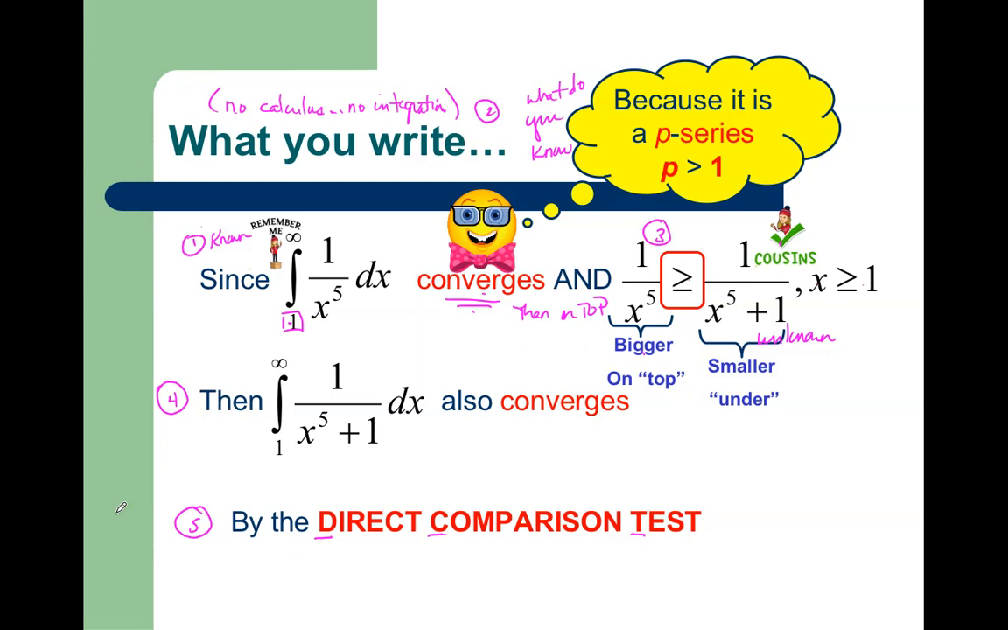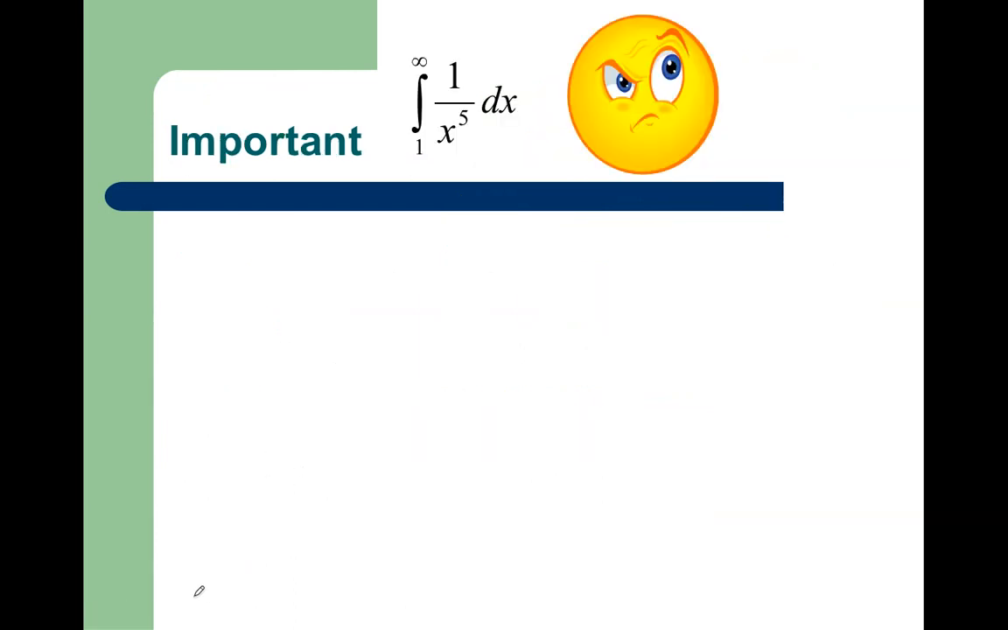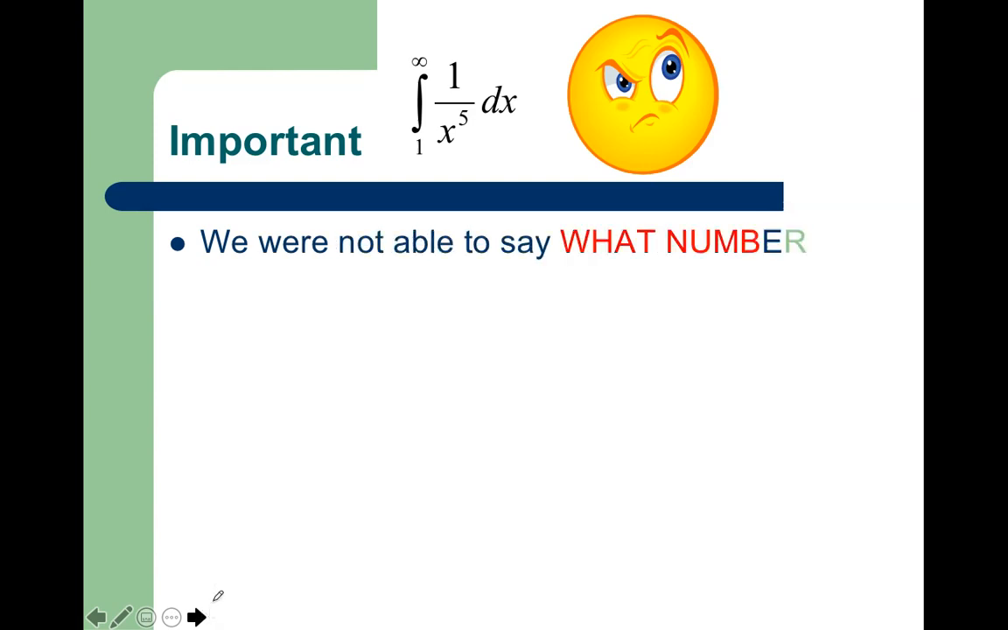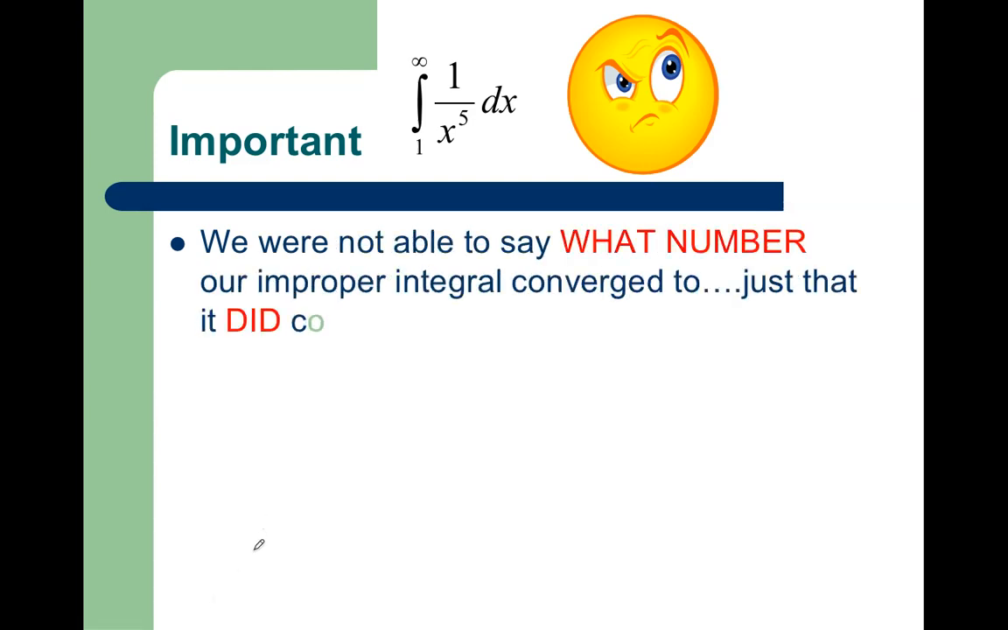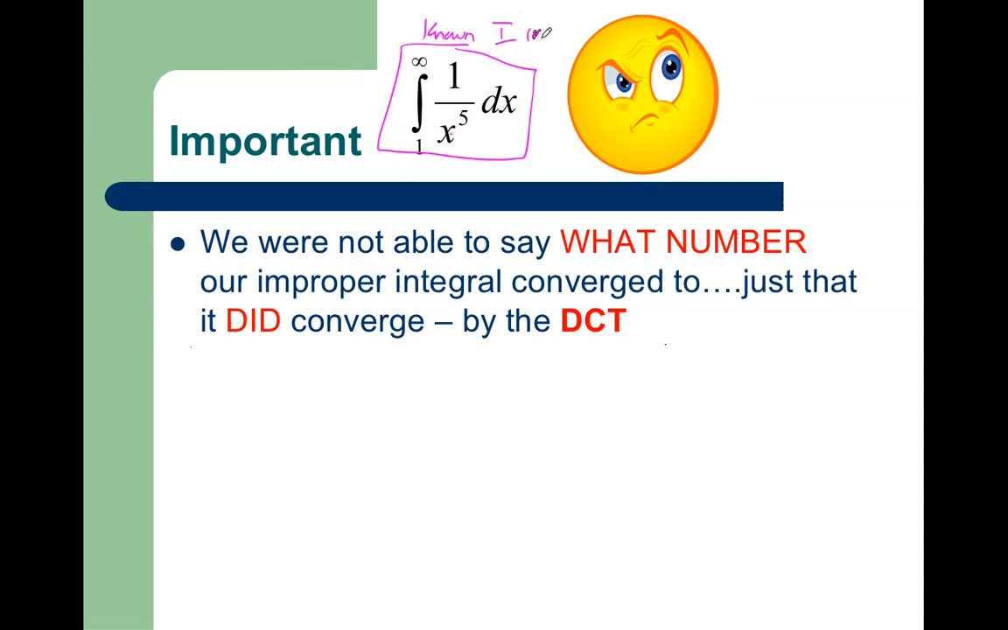But I have a function that I did not want to integrate. This improper integral I did not want to integrate. Now I know it converges by the direct comparison test. Be careful, again, I could not say what number our improper integral converges to. I could for this one because I can integrate this one. This one is my known. I could integrate it and get a number.